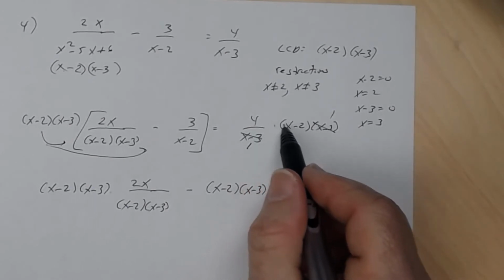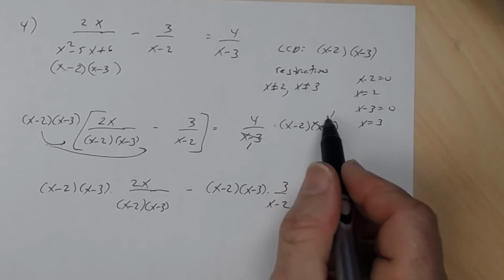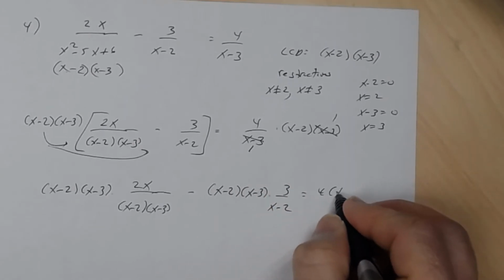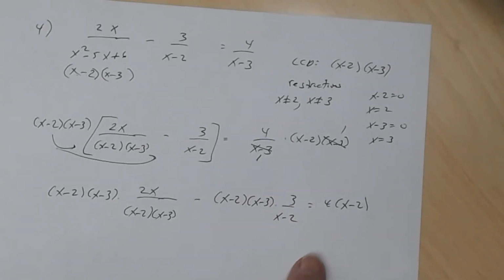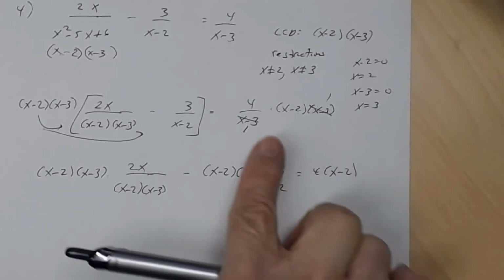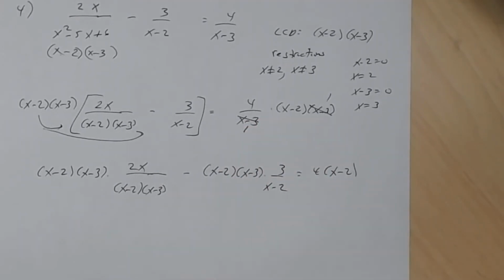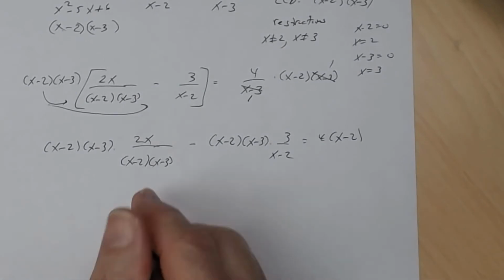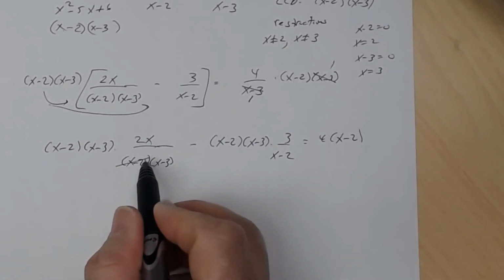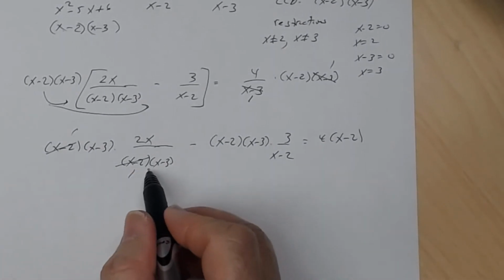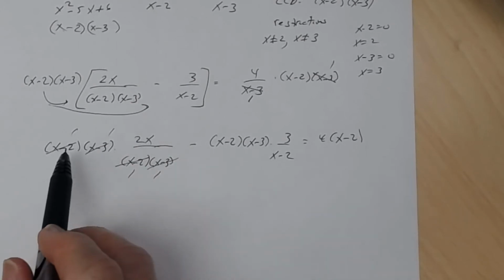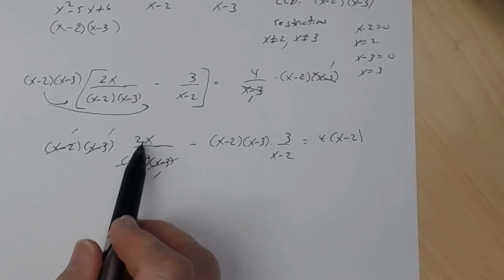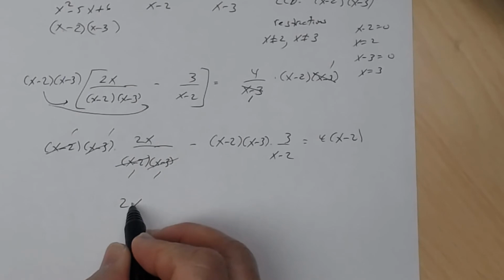And so you have 4 times x minus 2. All you're left with here is x minus 2. And so that's what you see, 4 times x minus 2. Make sure you rewrite this 4 times x minus 2, with x minus 2 in parentheses. Now let's go ahead and reduce these. So these x minus 2's here divide out. The x minus 3's divide out, and all you're left with is 1 times 2x, which is 2x.